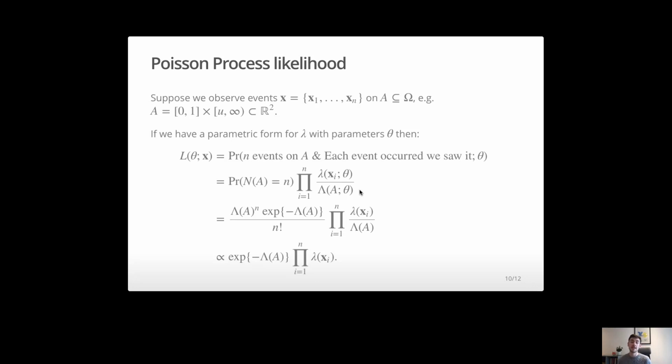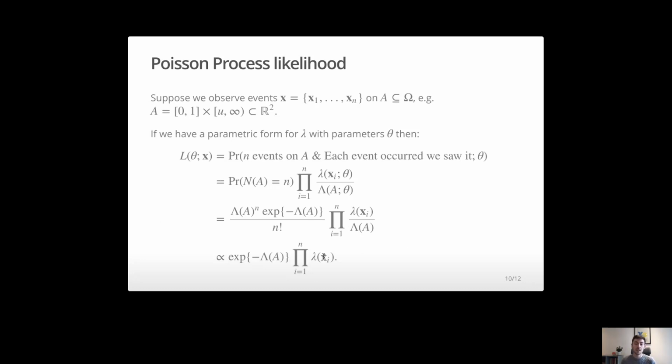So in the third line, all we're doing is substituting the Poisson PMF for this probability expression. And what we can see is that this capital Lambda(A) to the n is going to cancel with the term in the product, so that our overall Poisson process likelihood is going to be proportional to the exponent of the negative integrated intensity multiplied by the product over all of our observed events of the intensity at that event location.